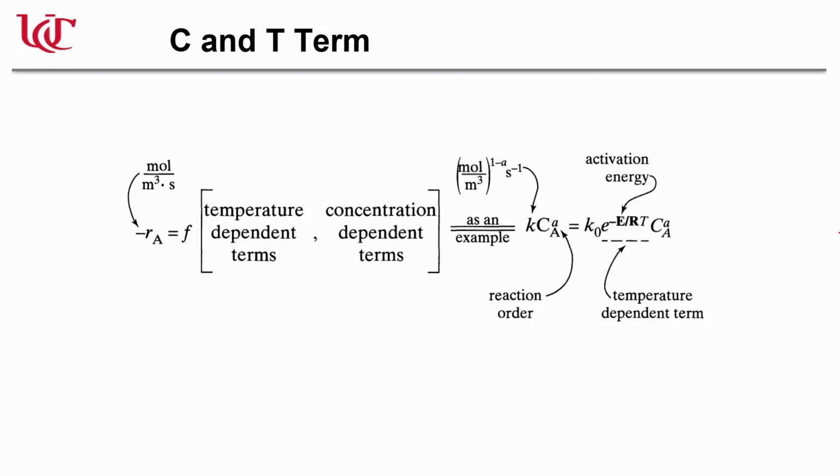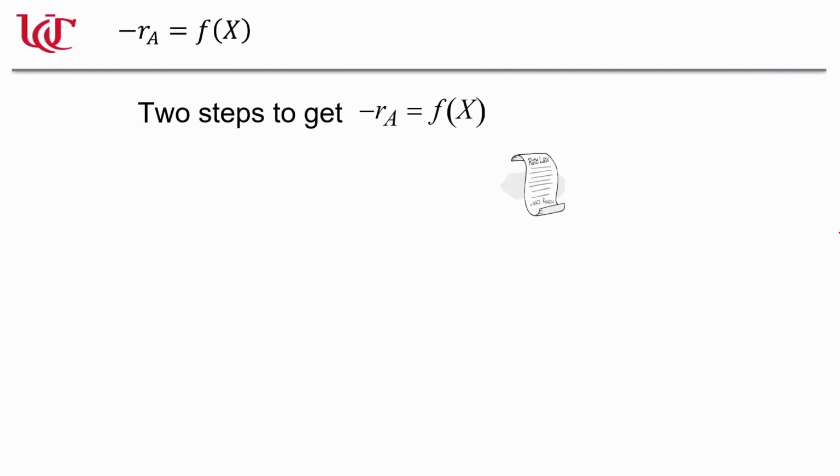And further, the reaction rate is determined by the activation energy. We don't want to expand on it again, just so you know, this is what we call the Arrhenius equation for the reaction rate. Okay, so we get the rate law, and the rate law can correlate the reaction rate with concentration. But don't forget, our ultimate goal is to correlate RA with X.